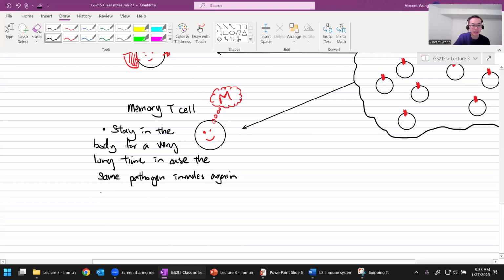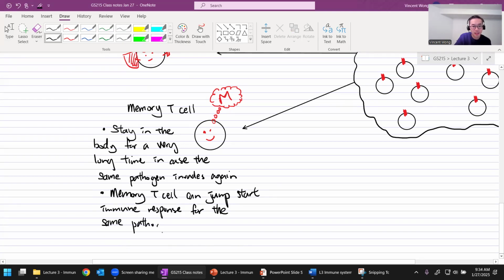Right? In case it happens again, memory T cell can jumpstart the immune response for the same pathogen, with a stronger and quicker response.